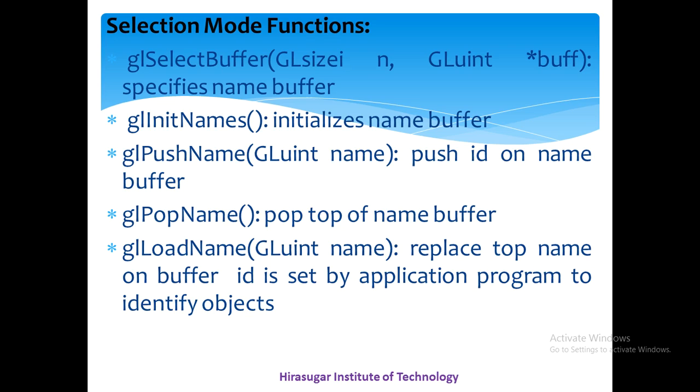glPushName pushes the name ID on the name buffer. As I told, whenever a primitive is there, it has its own ID. Push those in the name buffer using glPushName. glPopName pops them whenever you want to process. Then glLoadName replaces the top name on the buffer. The ID is set by the application program to identify objects. These are the selection mode functions available.